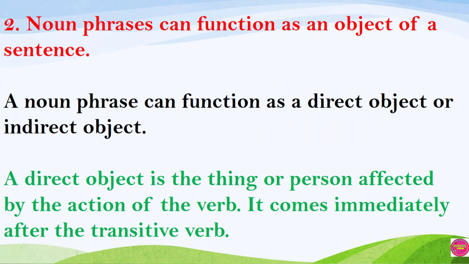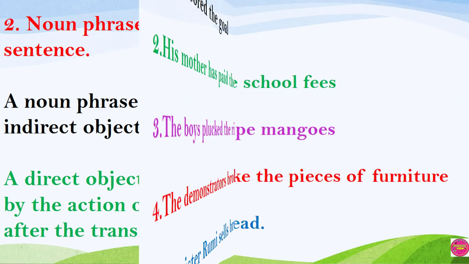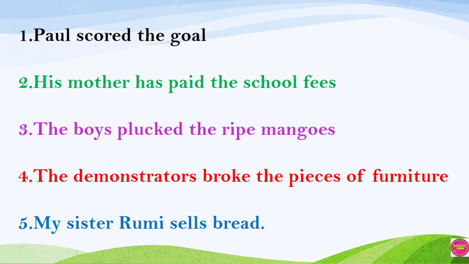2. Noun phrases can function as an object of a sentence. A noun phrase can function as a direct object or indirect object. A direct object is the thing or person affected by the actions of the verb. It comes immediately after the transitive verb. Example 1. Paul scored the goal. Example 2. His mother has paid the school fees. Example 3. The boys plucked the ripe mangoes. Example 4. The demonstrators broke the pieces of furniture. Example 5. My sister sells bread.